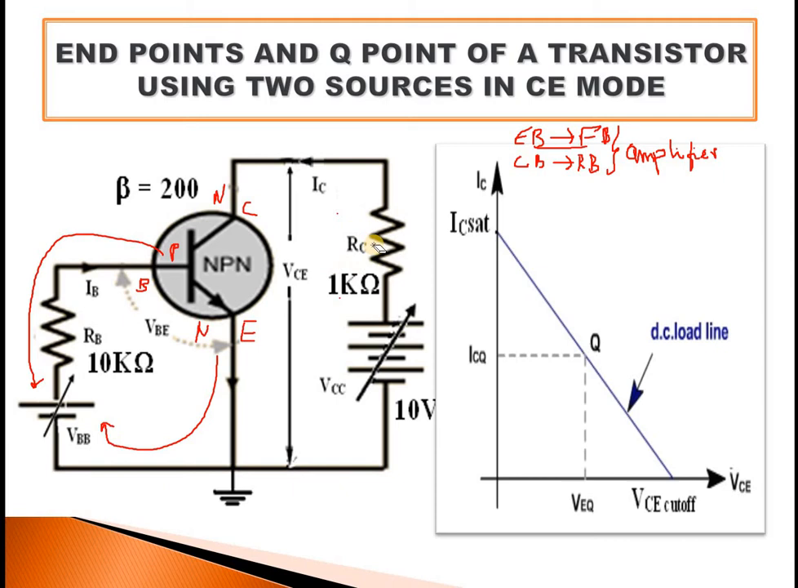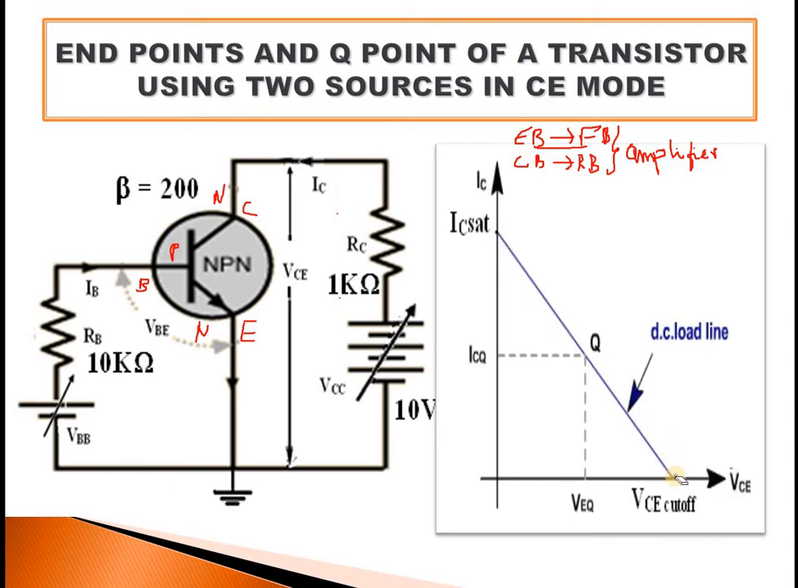Since this resistor is connected to collector, we call it as RC. Since this resistor is connected to base, we call it as RB. So, this is about the circuit connection. Now, coming to the DC load line, as I drew and showed you in the last slide, the IC is taken along y-axis, VCE is taken along x-axis.